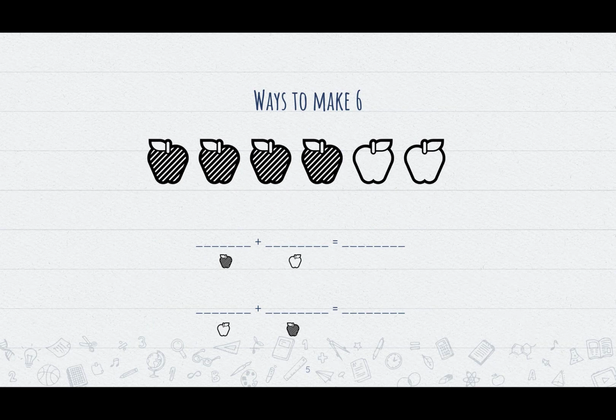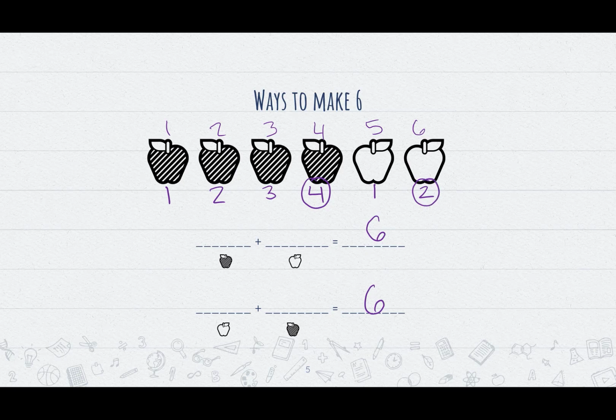Let's look at this one. So let's count how many apples. 1, 2, 3, 4, 5, 6. So I have 6 apples. I know that both of my sentences are going to end in the number 6. And let's count how many striped apples I have. 1, 2, 3, 4. And now let's count how many plain apples I have. 1, 2. So I have 4 striped apples and 2 plain apples.